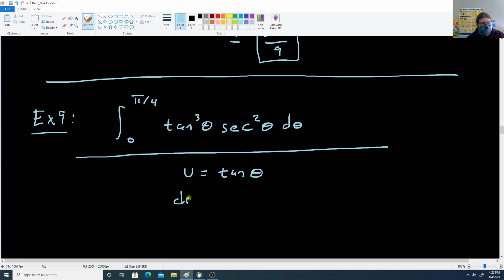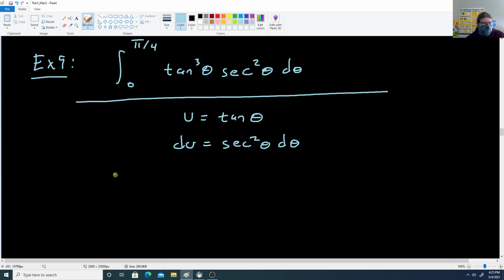Because then when I do du, the derivative of tangent is secant squared theta d theta. I get the secant squared theta d theta, and that actually is going to get wrapped up as du. So I'm going to need my new limits of integration. I'm just going to put an integral sign there. I get u cubed, and then secant squared theta d theta becomes du. Okay, if I put 0 in, tangent of 0 is 0. If I put pi over 4 in, tangent of pi over 4 is 1. So these are my new limits.